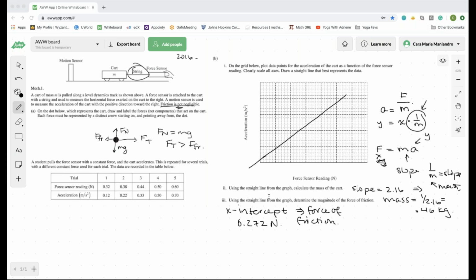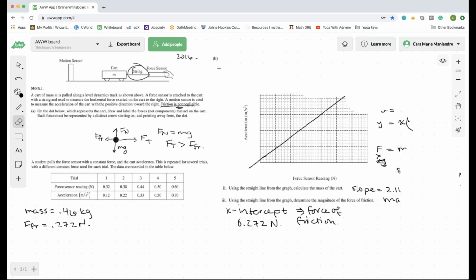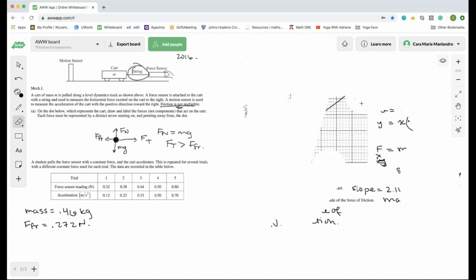All right, so I'm going to go ahead and write this down. My mass we decided was 0.46 kilograms, and your force of friction is 0.272 newtons. I'm going to erase the graph so I have a little room. If you guys have questions, please make sure you ask them, chime in.